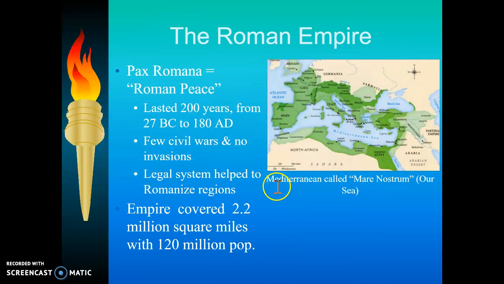The Mediterranean Sea was called Mare Nostrum, which was our sea. And as you can see, there's a good reason for that. It was completely surrounded by Roman territories. At its height, the empire covered 2.2 million square miles and contained about 120 million people in it.